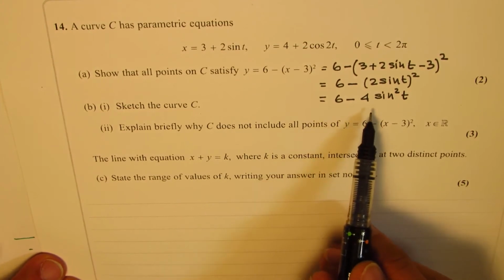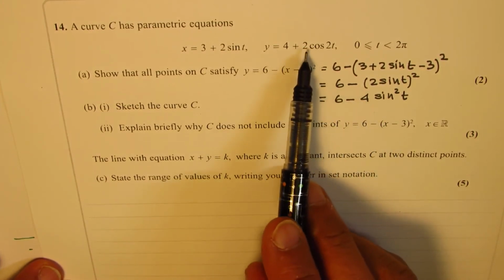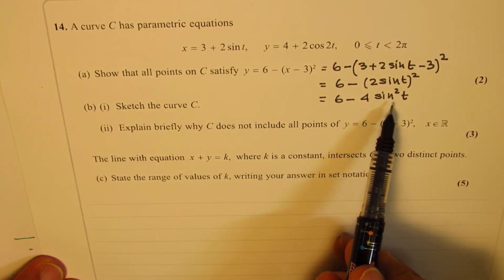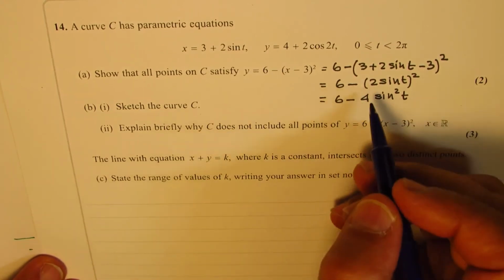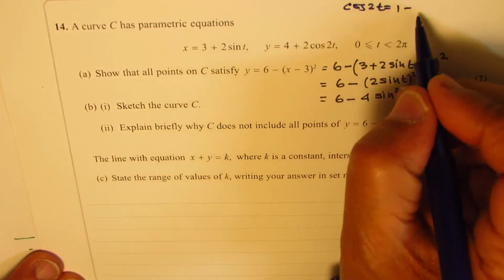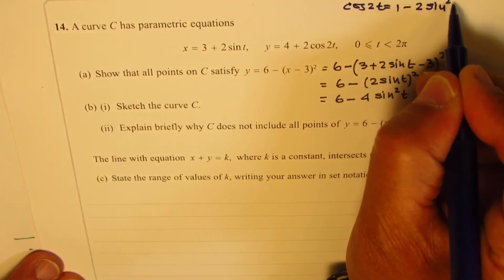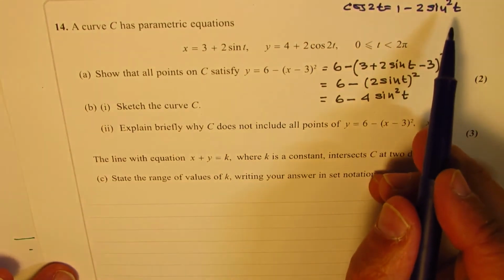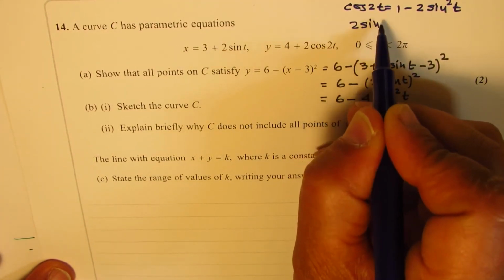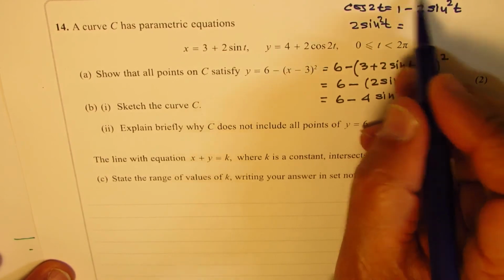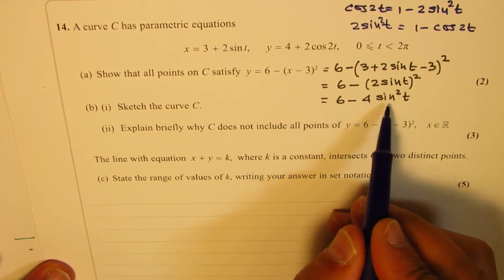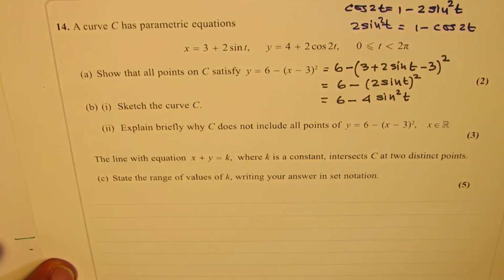Now we can apply the formula that cos 2t is equal to 1 minus 2 sine square t, right? So we have a formula which we can use here, that is cos 2t can be written as 1 minus 2 sine square t. That basically means that 2 sine square t can be written as 1 minus cos 2t, correct? So we'll substitute 2 sine square t with 1 minus cos 2t.